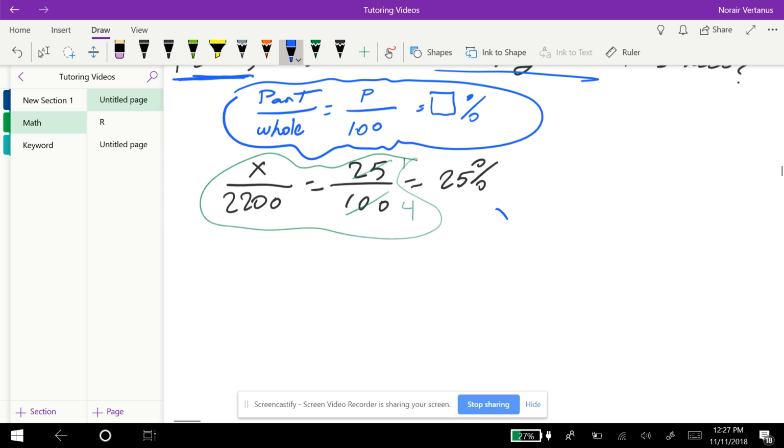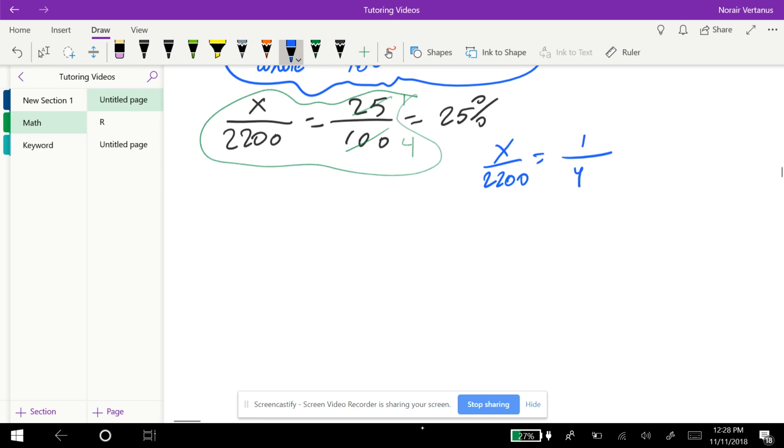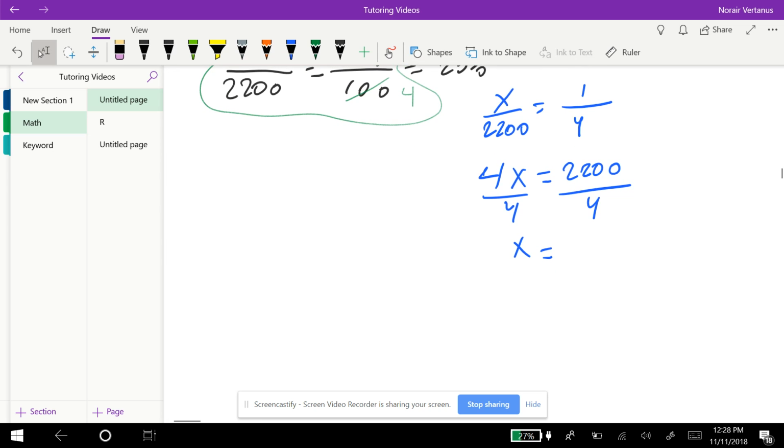And it's going to be what? X over 2,200 is equal to 1 over 4. Cross multiply it. 4 times x is 4x, equal to 1 times 2,200, which is 2,200. You divide by 4 on both sides. X will be equal to, okay, how do we divide this by 4? Look here. This is what I'm going to do.